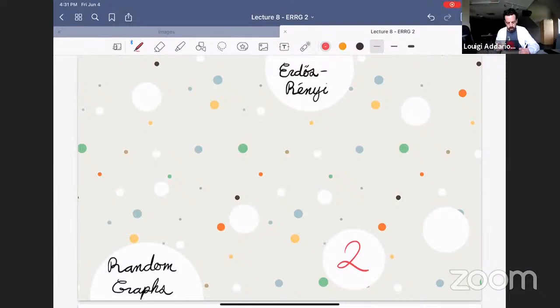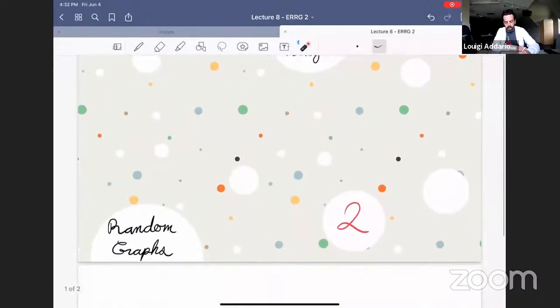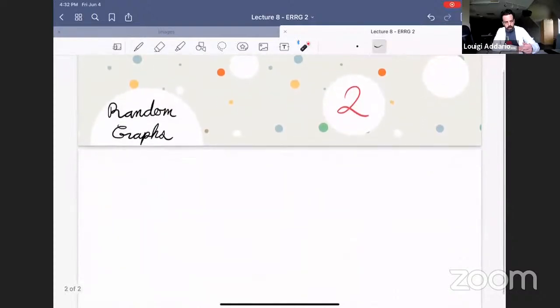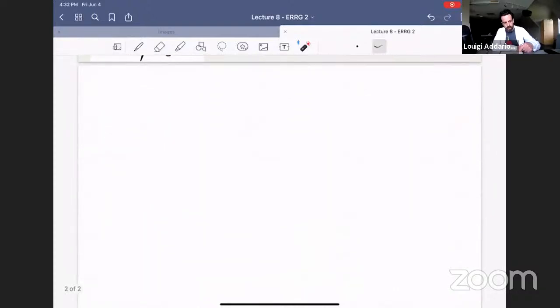So, let me remind you, we're in the process of studying the Erdős–Rényi random graph. Last lecture we saw an upper bound on component sizes, a stochastic comparison between the size of the component containing a fixed vertex in an Erdős–Rényi random graph and the size of a Poisson branching process. Let me remind you what that bound was.